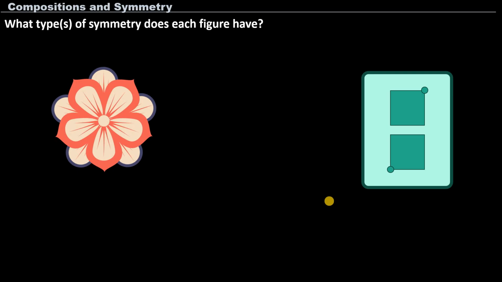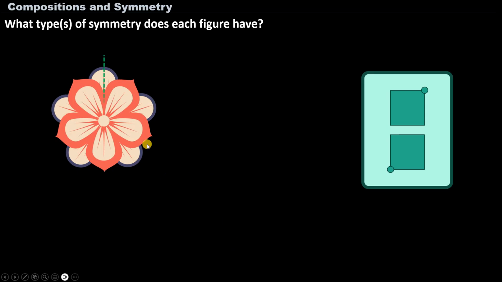Looking at these two figures, we want to determine what types of symmetry, if any at all, they have, and then if they have a certain type of symmetry, how much of it is there. So if we look at this flower, we want to say, okay, is there any line symmetry, reflectional symmetry? Can I draw a line anywhere through here and be able to fold the flower up on itself?